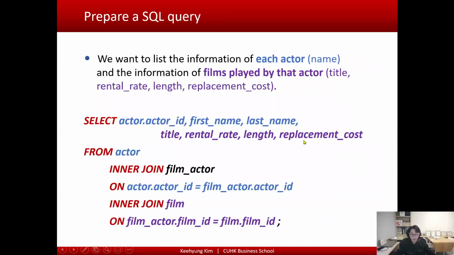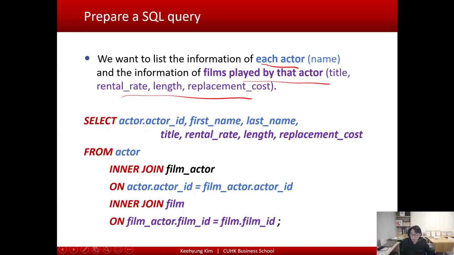So let's say that if we want to list the information of each actor and each of the films played by that actor together, then we may design this query. Basically, for each actor, we simply want to list all the films' information if they were played in the film. So let's type this query in MySQL to see whether it works correctly.